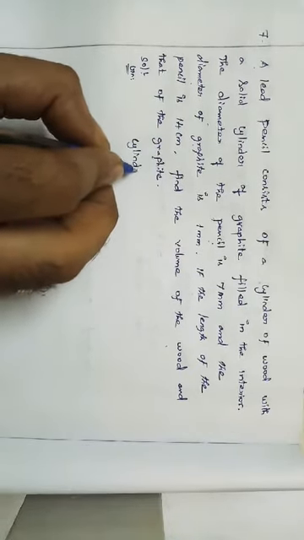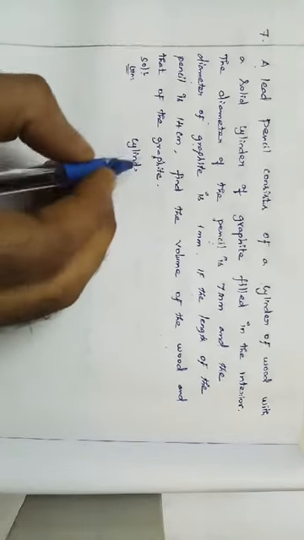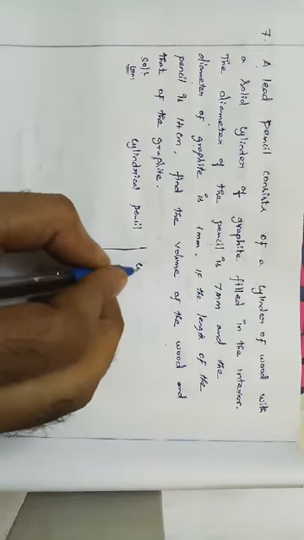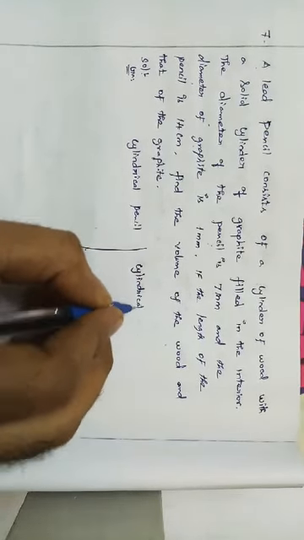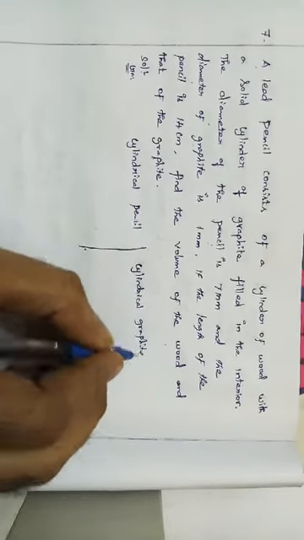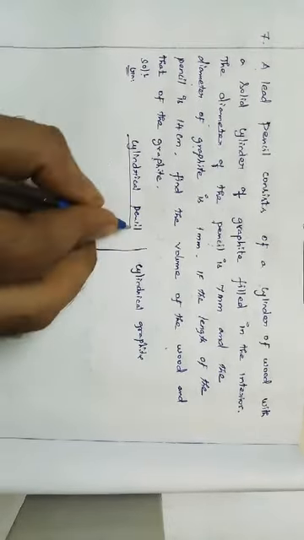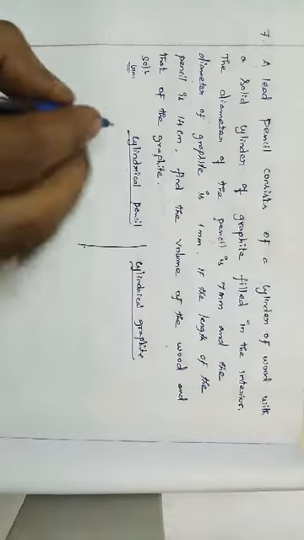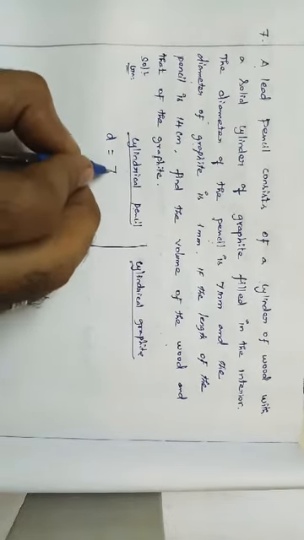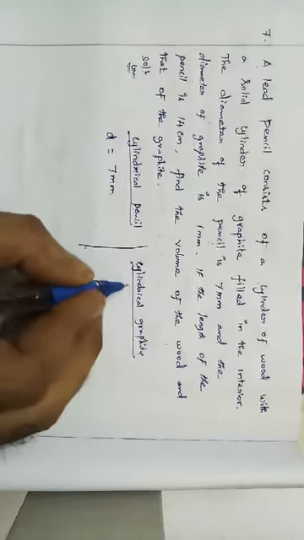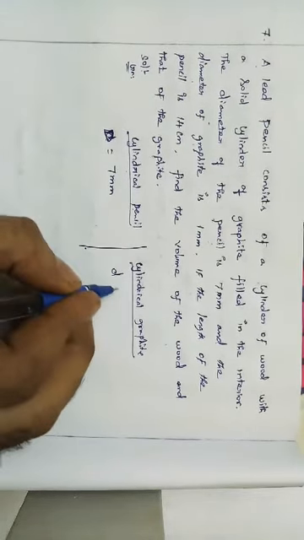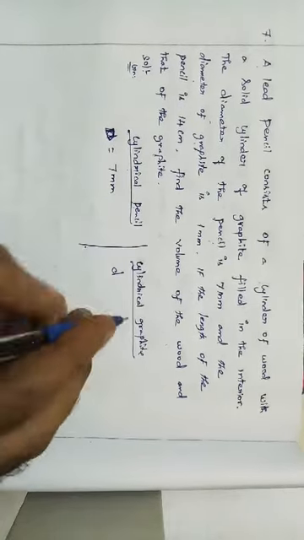We have two cylinders. The first cylinder is the cylindrical pencil, and the second one is the cylindrical graphite. What are the givens? The diameter of the cylindrical pencil is 7 millimeter, and since we have different values, better to use capital D for the pencil and small d for the graphite. The diameter of the cylindrical graphite is 1 millimeter.